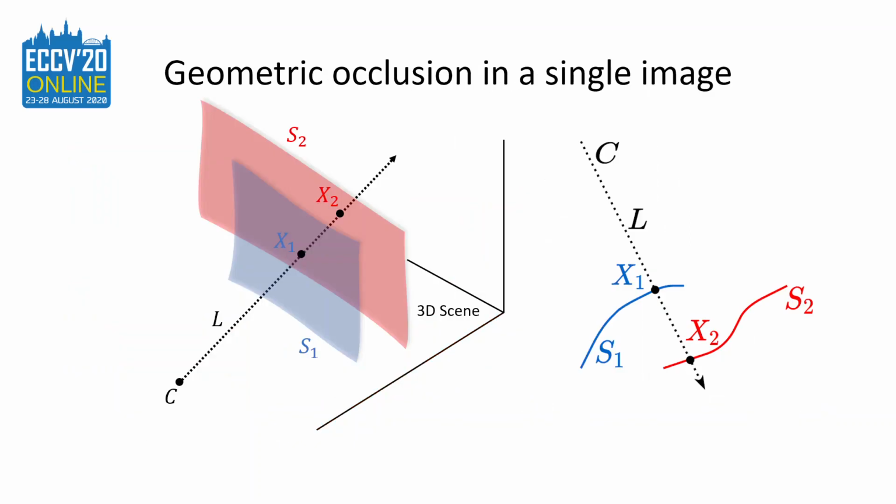To illustrate the method, we first formalize geometric occlusion in a single image based on thin geometry information. Given a camera located at C and two thin 3D surfaces S1 and S2, geometric occlusion can be defined locally as one surface S1 coming before another surface S2 along a ray L from C.